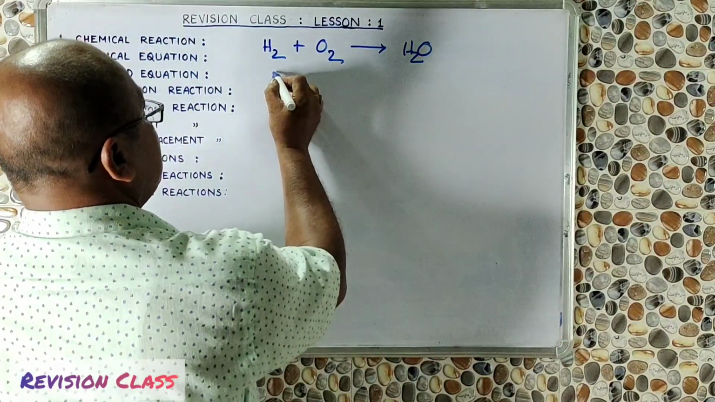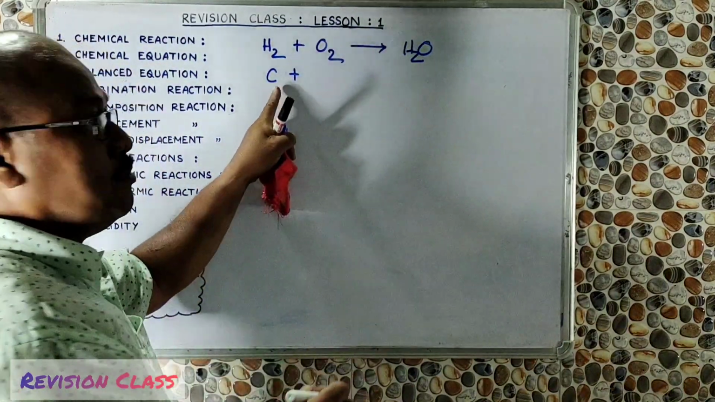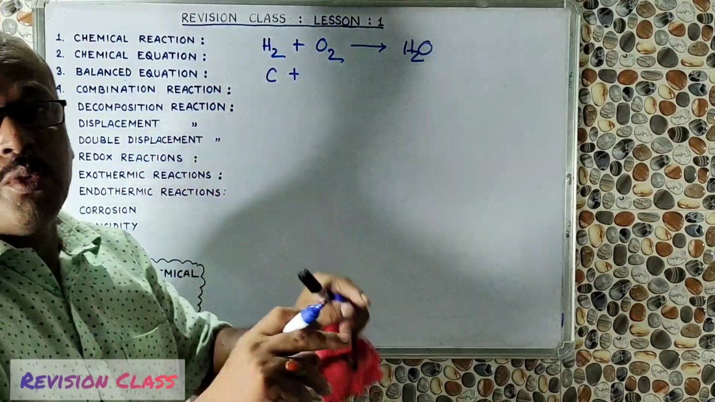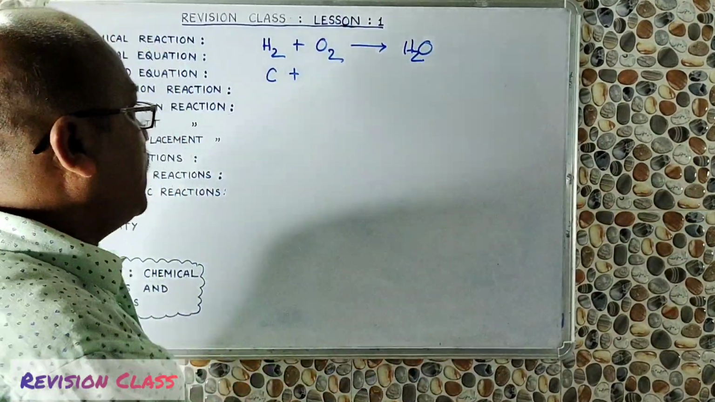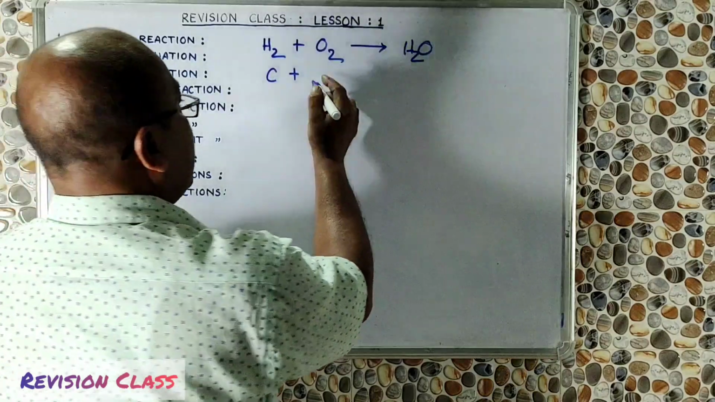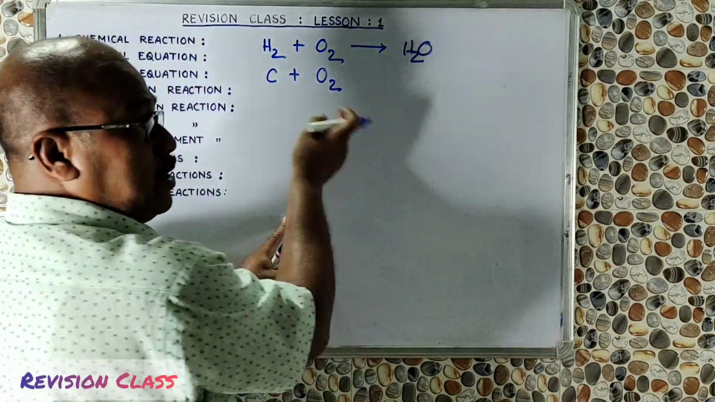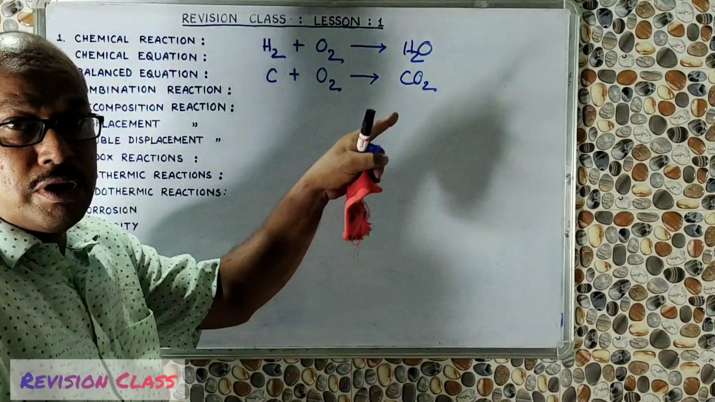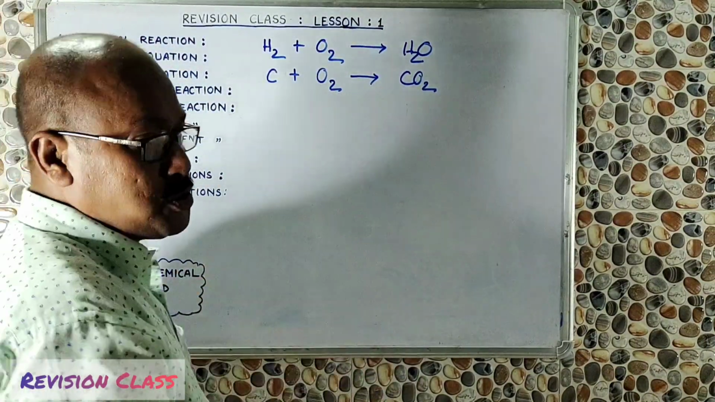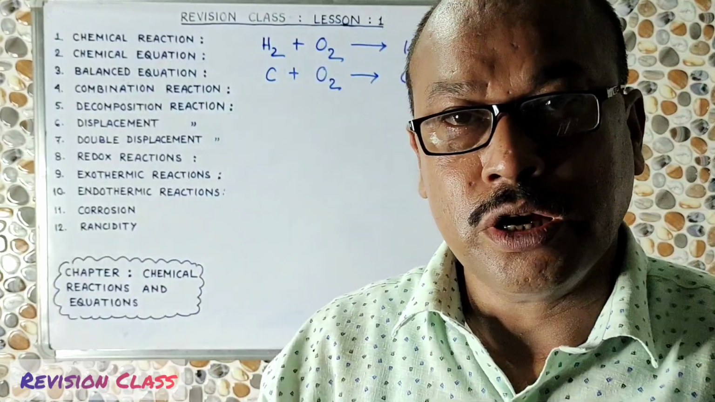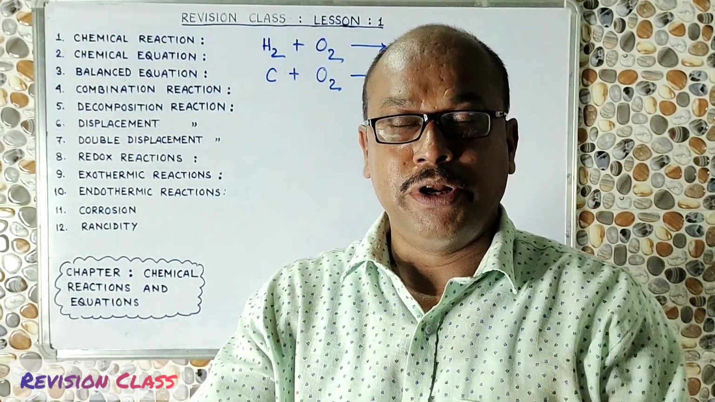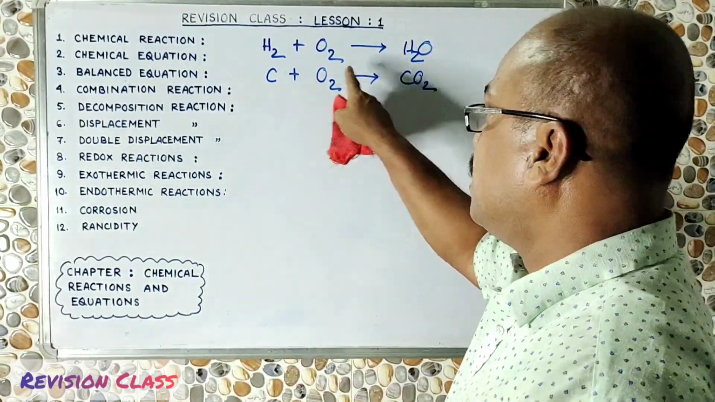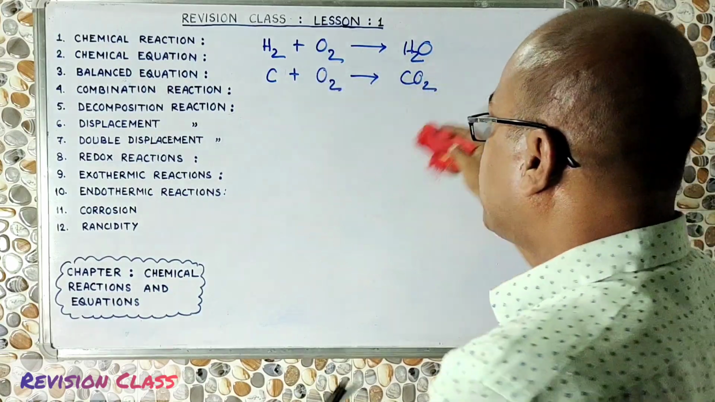We can take more examples. Carbon is an atom. Earlier both were molecules, but this time there is an atom, and this atom is combining with another molecule, oxygen, and they produce another compound, carbon dioxide. So in this way, when atoms or molecules combine together and form a completely new product, we call such a combination a chemical reaction.